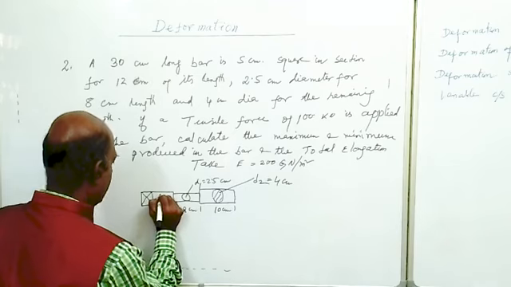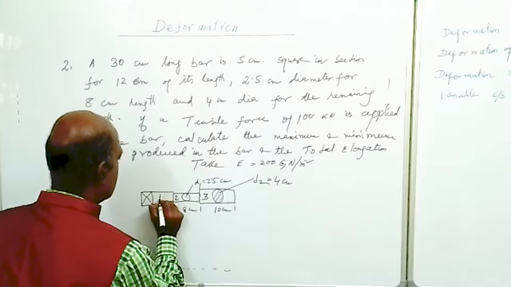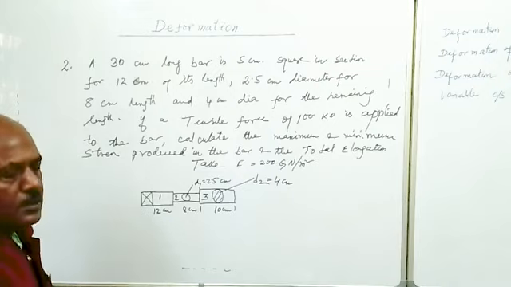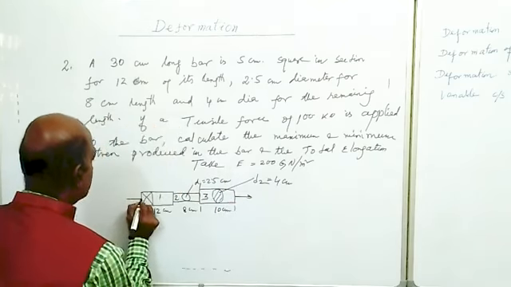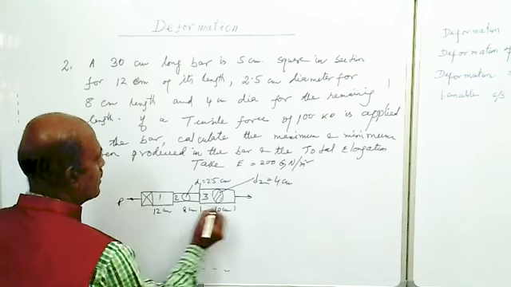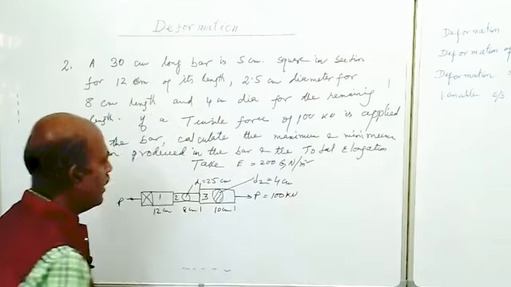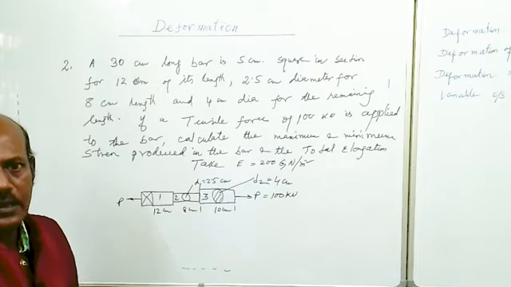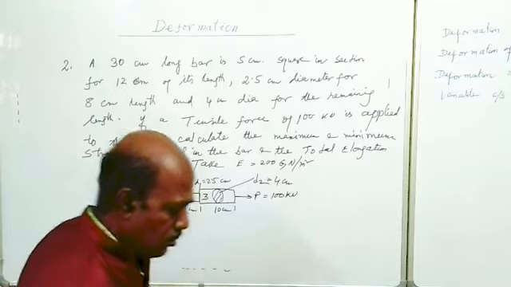We are giving the names first section, second section and third section. We will calculate the deformation produced in the first, second and third sections, and this bar is under load. P is the tensile force, given as 100 kilonewton. So all the sections are under the same load, that is 100 kilonewton.